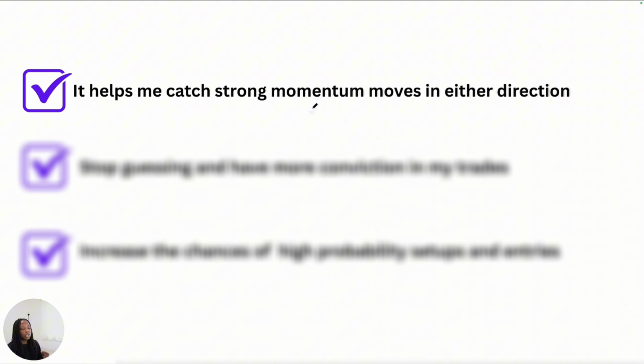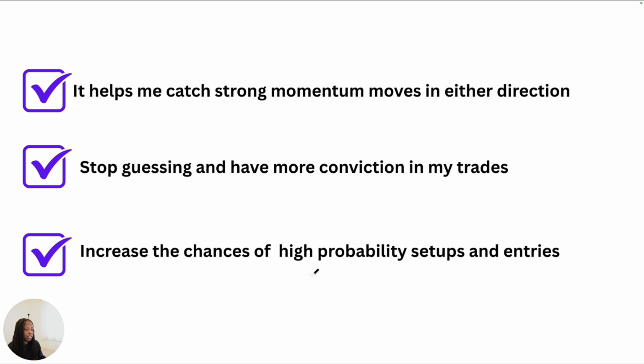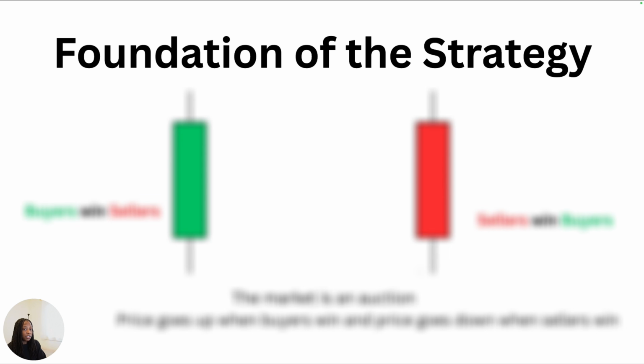So this strategy now helps me catch strong momentum moves in either direction. I stopped guessing and I have more conviction in my trades. It's more peaceful, it's clear, there's no indicators on my chart. And now, because I have clarity and conviction, I'm able to identify high probability setups and entries. With that being said, now I'll go over the foundation of this strategy.